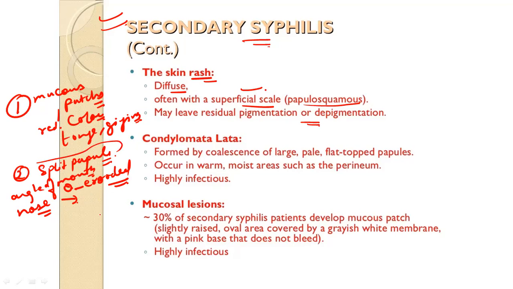Right. The third thing is condyloma lata, formed by the coalescence of large, pale, flat-topped papules. They occur in warm, moist areas such as the perineum, and are highly infectious. They are basically wart-like lesions.